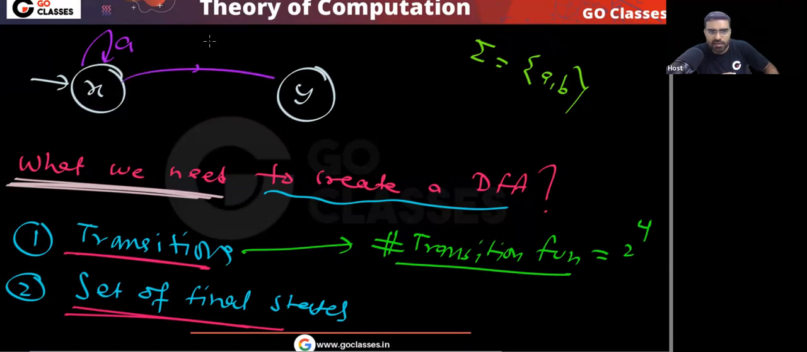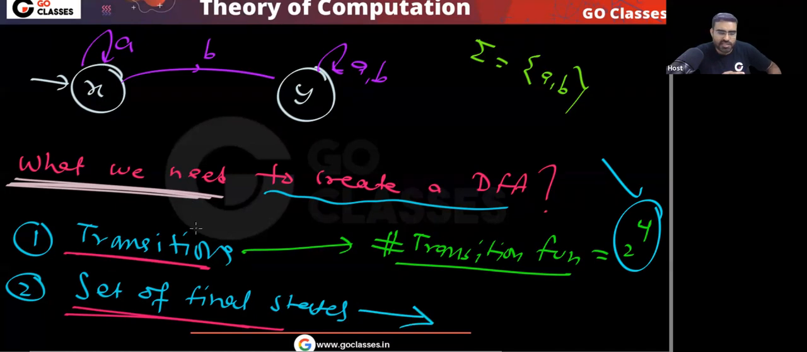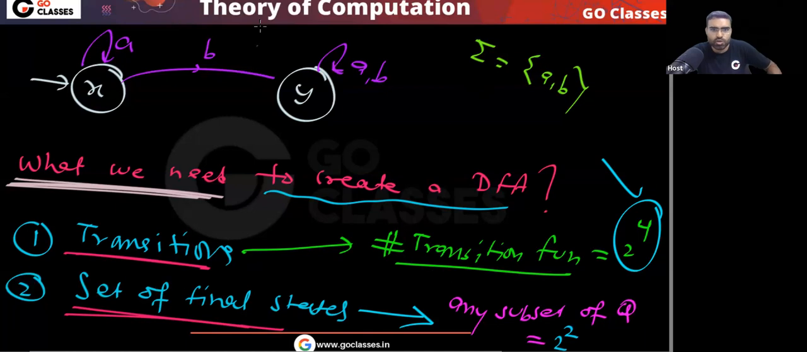Let's assume I create these transitions: a here, b here, a here, b here. Once I am done with this, this many transition functions I can create. Now once I have created transitions, tell me how many choices for final states. The set of final states is a subset of Q, any subset of Q. So how many subsets of Q are there? That is 2 power 2, that is 4. Yes or no? 4 subsets are there.